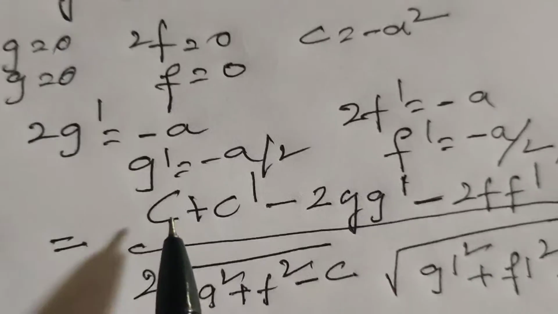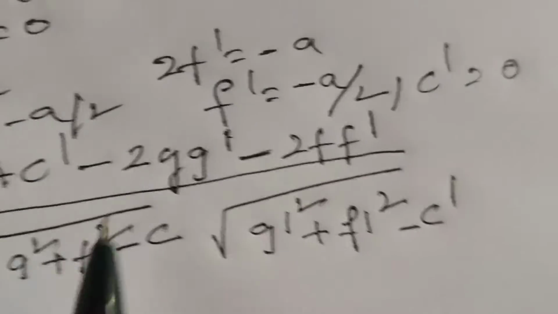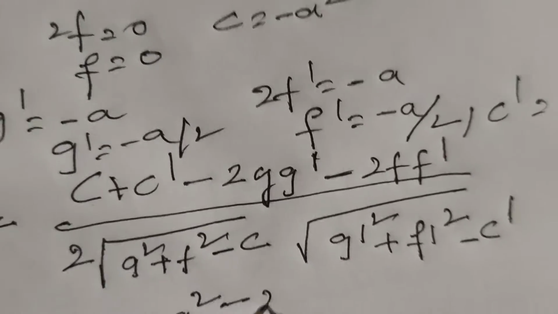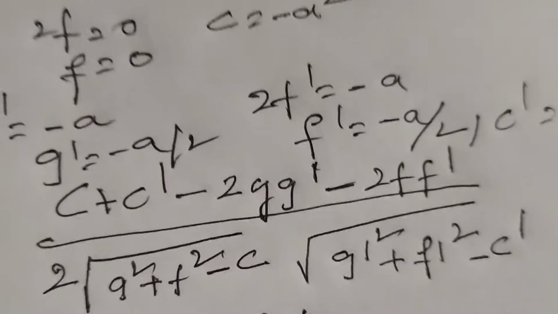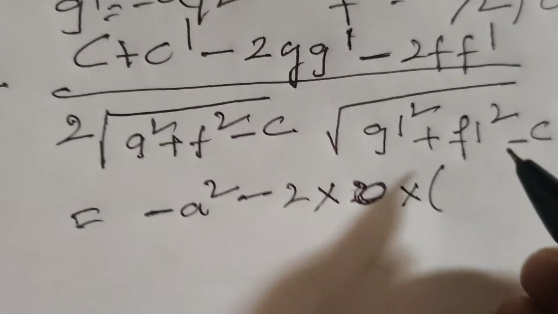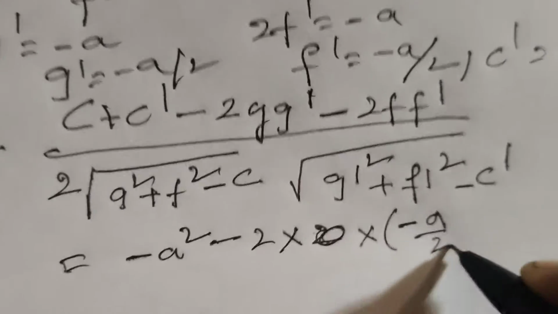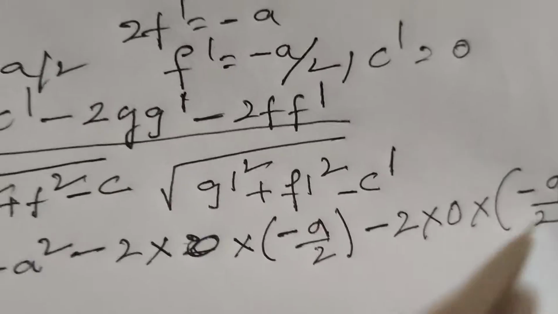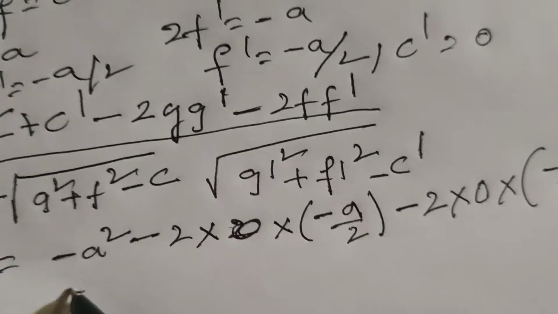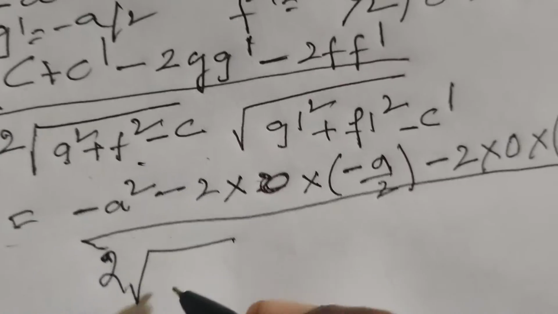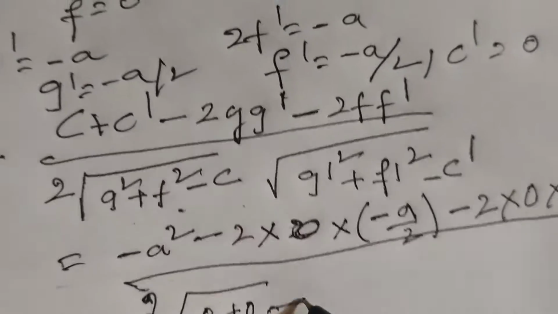Substitute the values. C = −a², C' = 0, minus 2 into G = 0, G' = −a/2, 0 into −a/2, minus 2F' where F = 0 and F' = −a/2, whole divided by 2 square root of G² + F² − C. That is 0 + 0 − C, which means −(−a²), that is plus a².